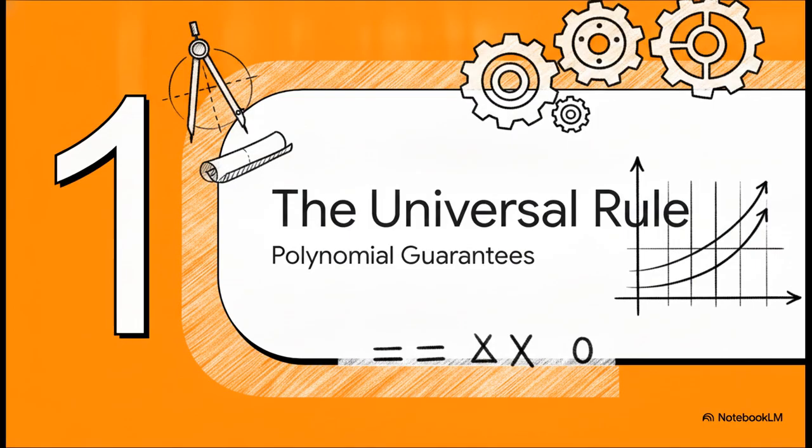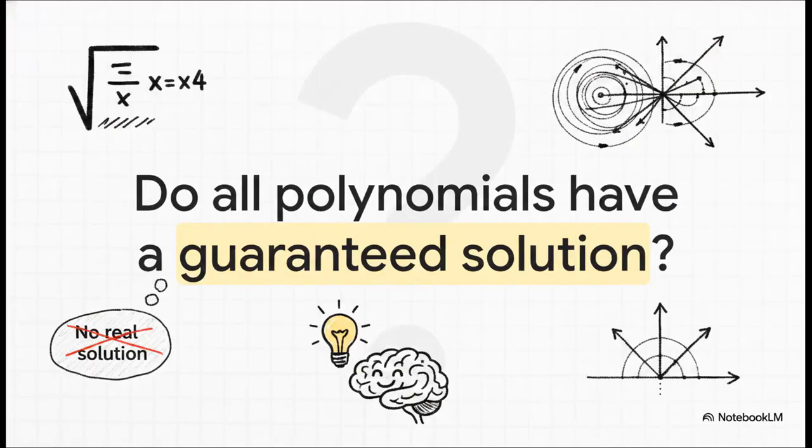Section 1. The universal rule. Polynomial guarantees. To lay our foundation, think back to your early algebra days. How many times did you try to solve a quadratic equation, get a negative number under a square root, and just happily write down no real solution before moving on to the next question?